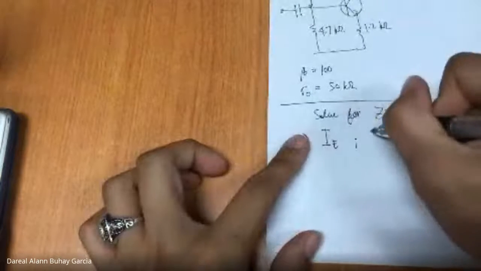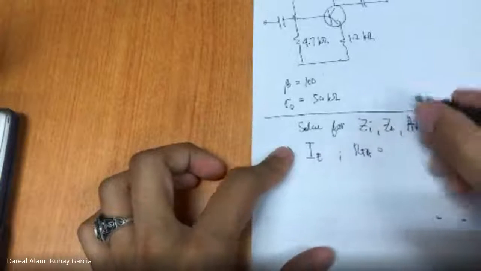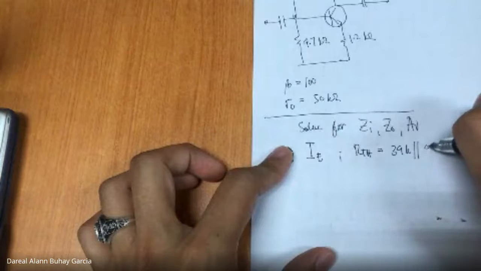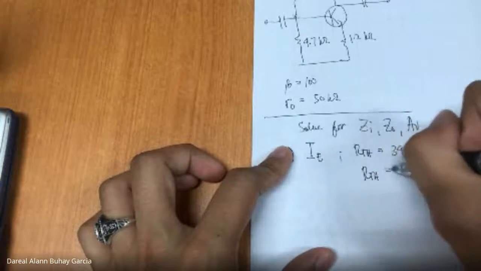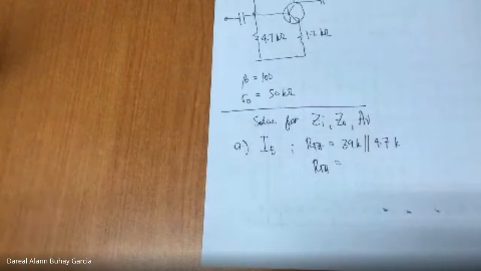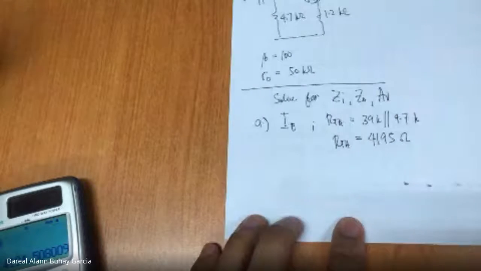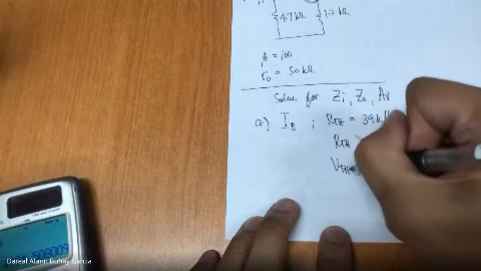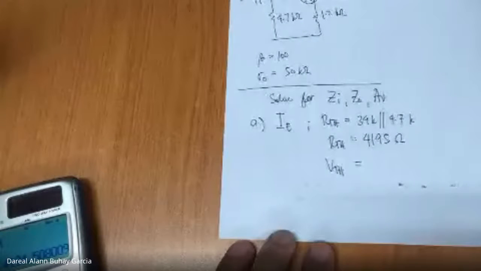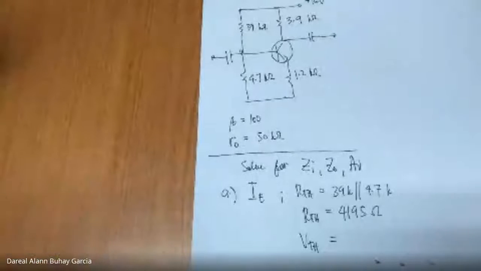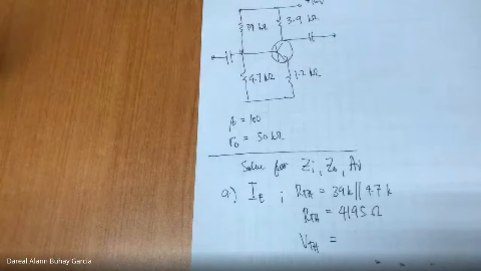Remember, first we need to get RTH. RTH is equal to 39 kilo parallel with 4.7 kilo, and RTH is now about 4195 ohms. Next is VTH, which is 1.72 volts.